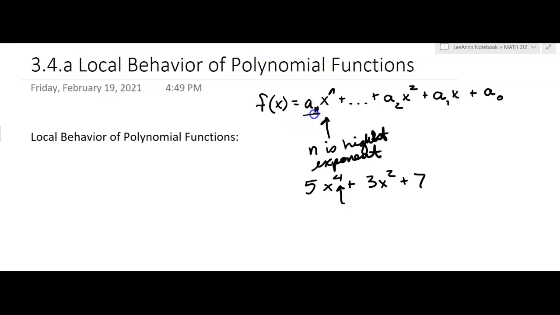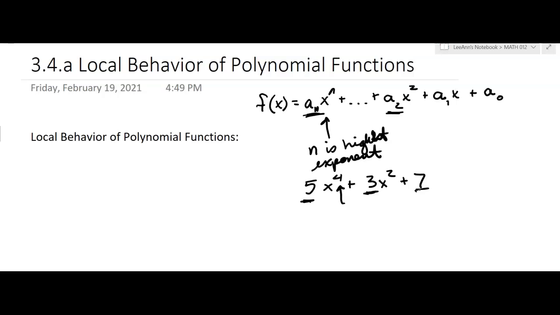These subscripts on a, they're just to help you keep track of which term has which coefficient. So like in this case, 5 would be the a sub n, or a sub 4, and 3 would be a sub 2, and 7 would be a sub 0, or sometimes I'll pronounce that as a naught. Okay, so what we want to do is look at the behavior of polynomial functions, the local behavior.